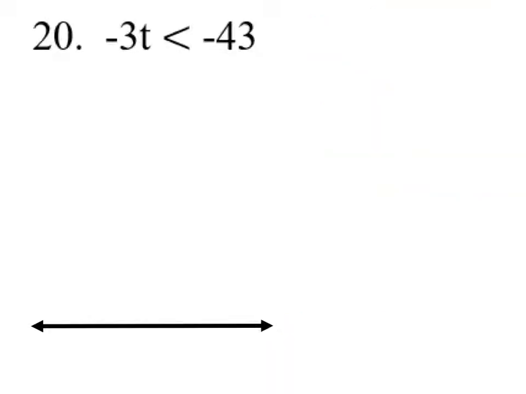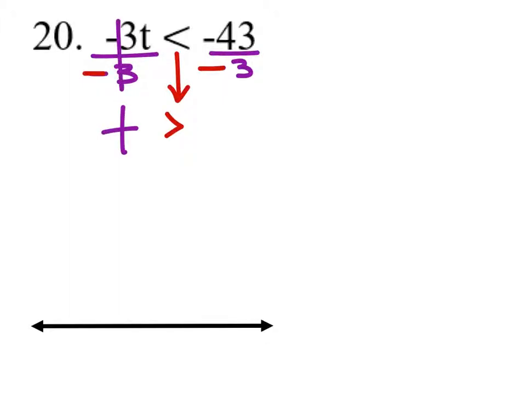Alright, number 20. To solve this one, we're going to have to divide both sides by negative 3. And yes, since we did divide both sides by a negative, that will flip the inequality. And negative 3 divided by negative 3 is a positive 1. We're going to make that a phantom 1 though with the t. Negative 43 divided by 3 would be 43 thirds. And I'm just going to keep it like that.